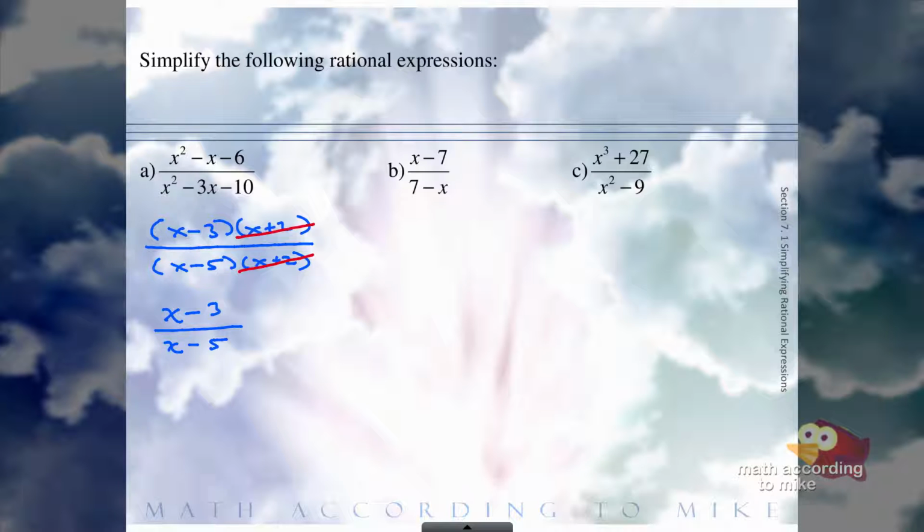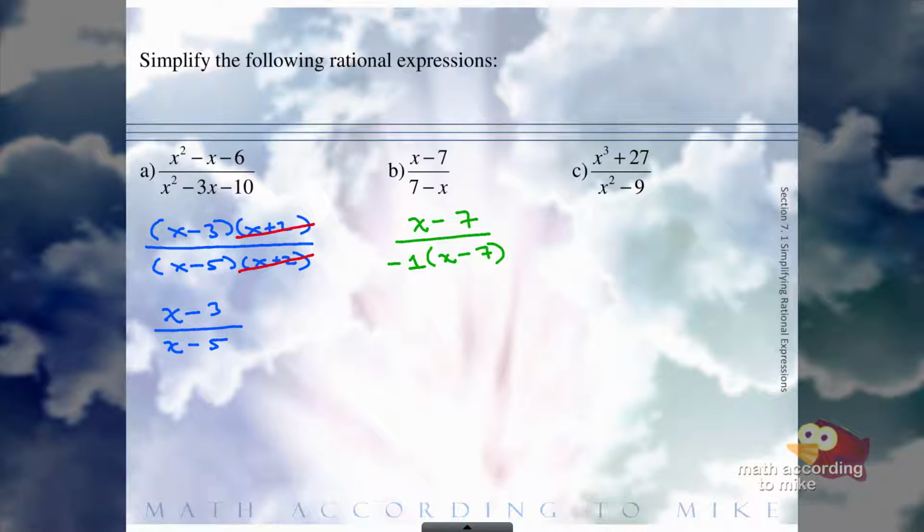In part B, it doesn't look like anything cancels. Remember, in order to cancel in a fraction, the numerator and denominator must both be written as a product. Here we have subtractions, which is not a multiplication, so we can't cancel the x's and we can't cancel the 7's. Instead, what we can do is factor out a negative 1 from either the numerator or denominator. If you factor out a negative 1 from a subtraction, what that does is it switches the order of the subtraction. Again, we could have factored that from the numerator or denominator.